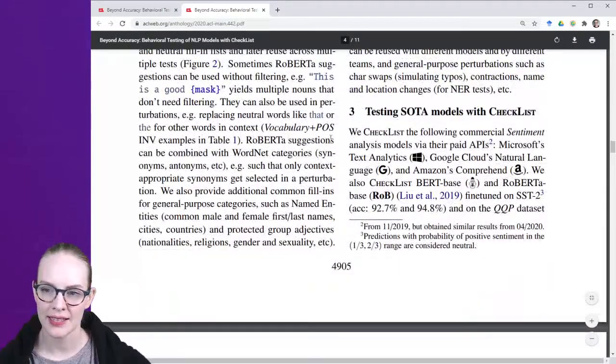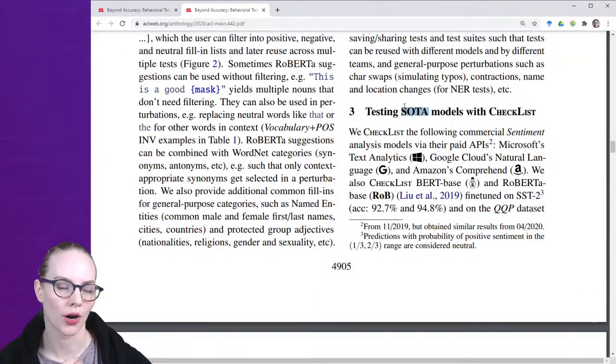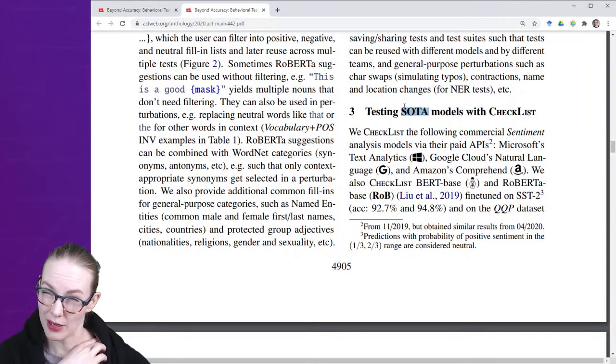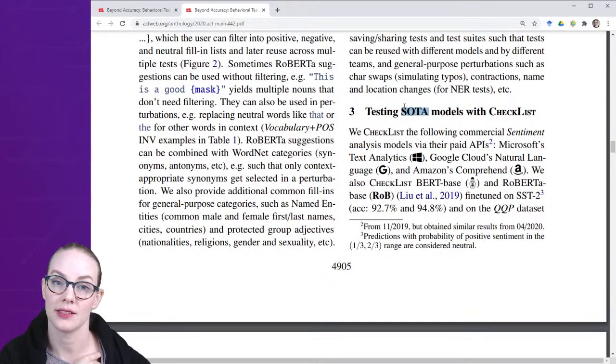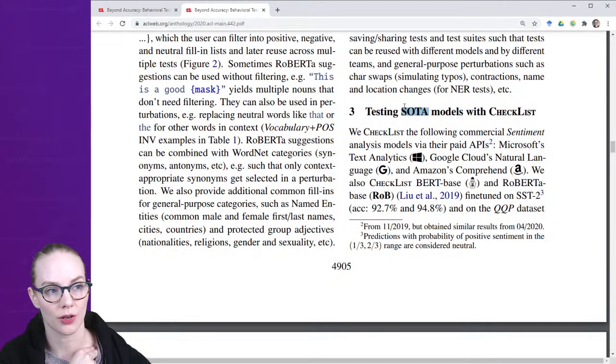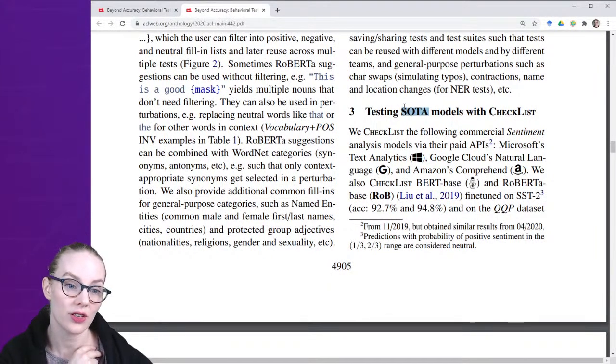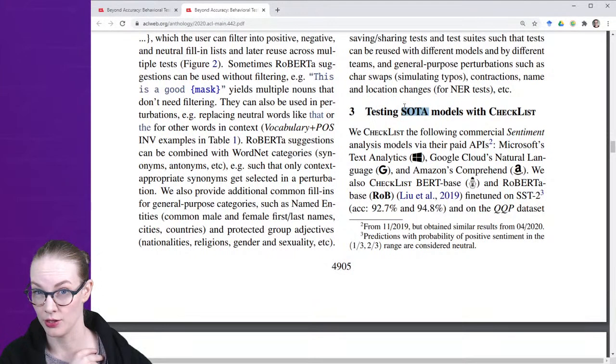All right, testing state-of-the-art models with checklist. So state-of-the-art models are usually judged by one specific metric or a combination of metrics, like the GLUE benchmark, which is a bunch of different test sets, and then you look at your overall performance on all of the different tasks. And the state-of-the-art model is whatever model currently has the highest score. This does sometimes mean that these models are very specialized for the particular tasks that they're trained on, but may not always generalize super well.